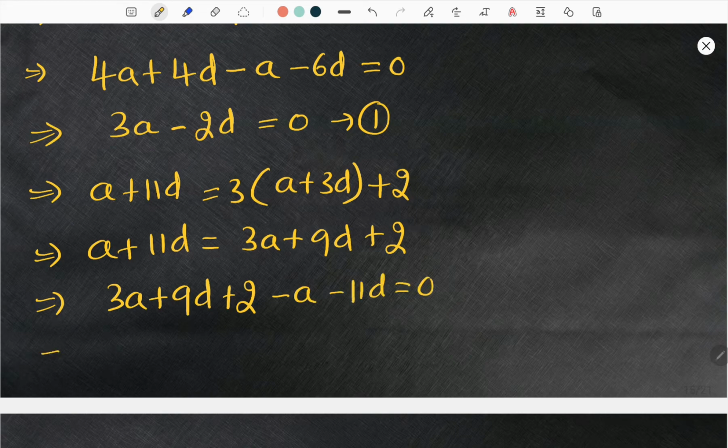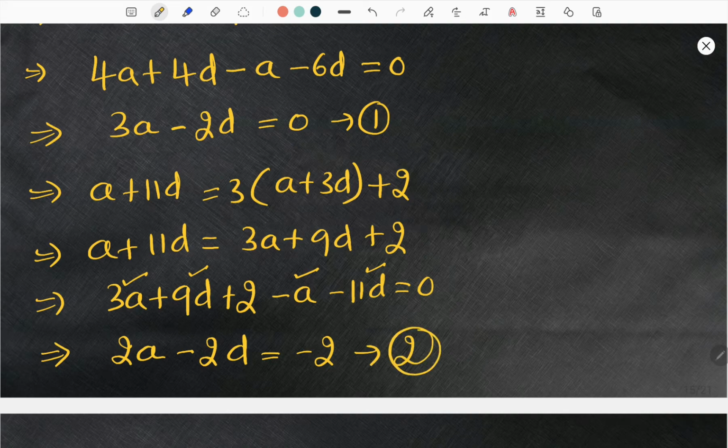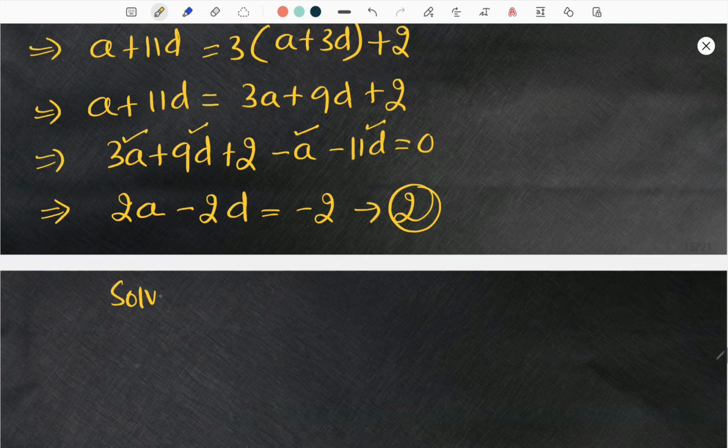You have to be very careful while doing all these calculations. Then 3a minus a is 2a. Then 9d minus 11d is minus 2d. And sending this 2 to that side, it becomes minus 2. Look at this, this is the second equation. I hope you are understanding what I am trying to say. 3a minus a is 2a, 9d minus 11d is minus 2d, and sending this to that side, it becomes minus 2.